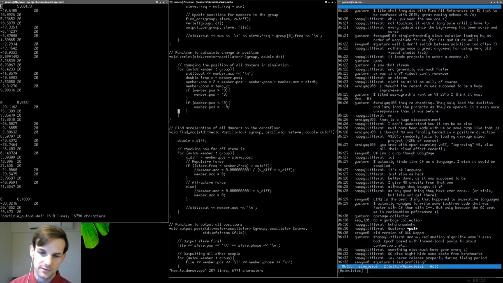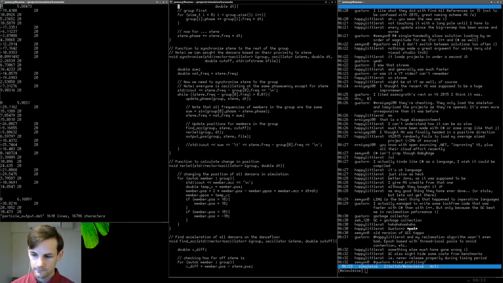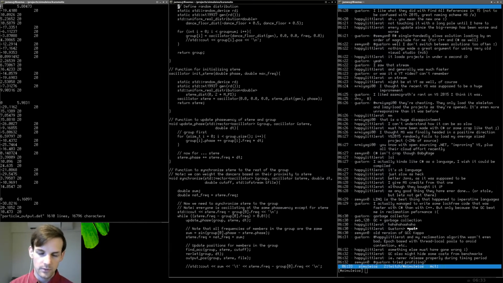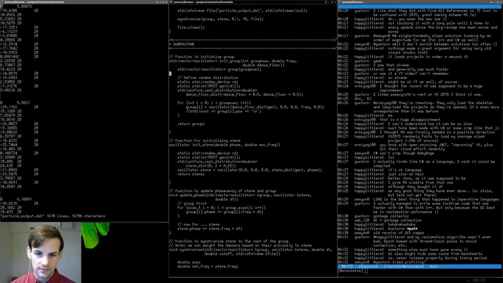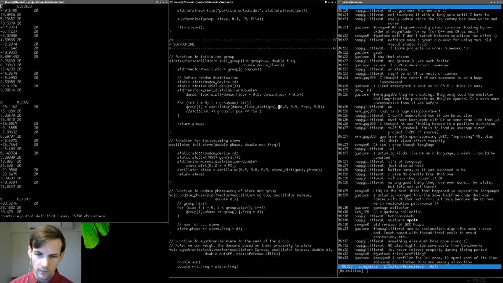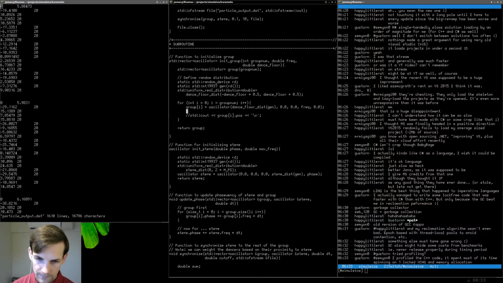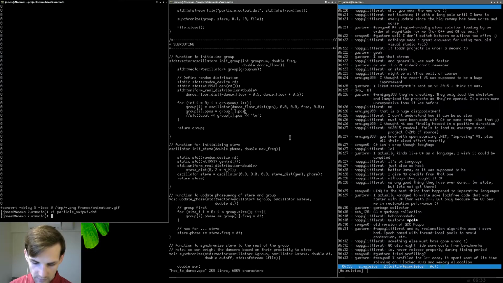Oh, maybe that's the issue. Okay. Let me go up to, what do we want here? One second. Dance floor group oscillator dance floor. When we are creating this guy, we also need to do the following. So we'll say group of I dot previous position is going to equal group of I dot position. Now let's try this. Write quit.